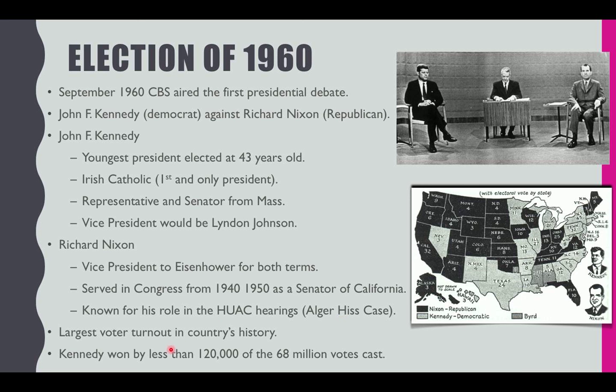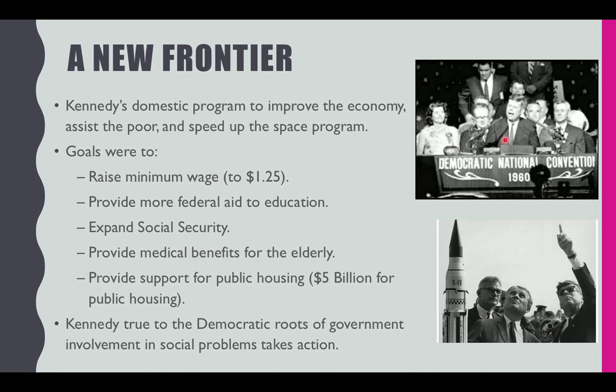And in this largest voter turnout in the country's history, we're going to have a very tight race between Kennedy and Nixon, but Kennedy is going to come out winning by less than 120,000 votes out of 68 million votes cast. So Kennedy slides by, and a lot of people attribute that to this television aired debate. So what influenced this election? The TV.